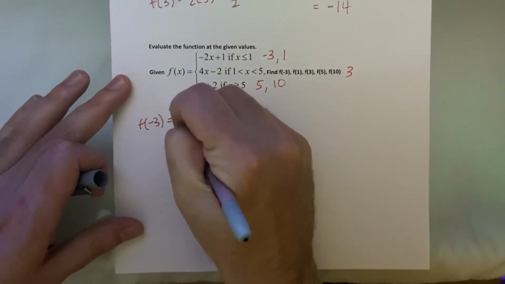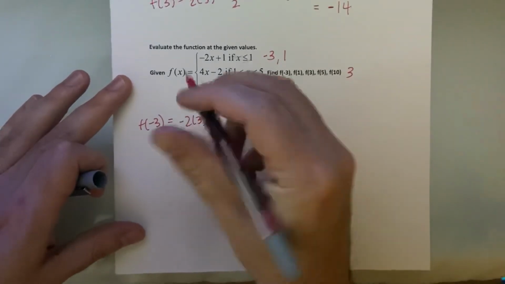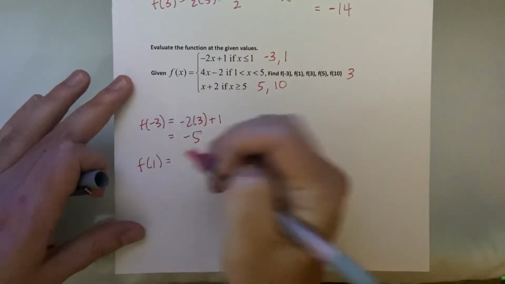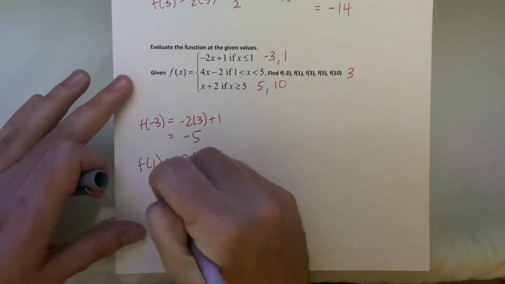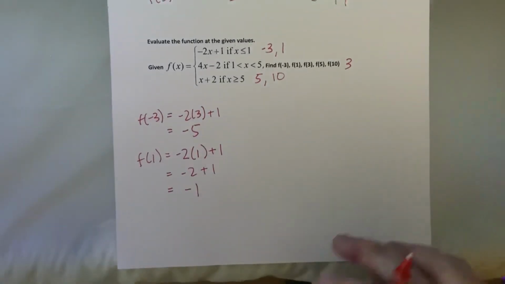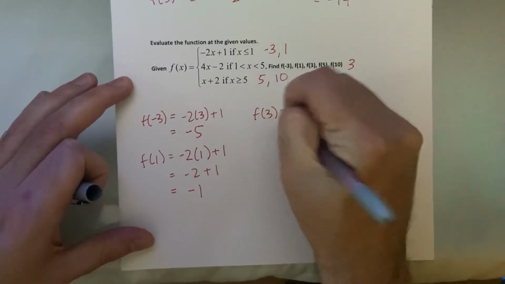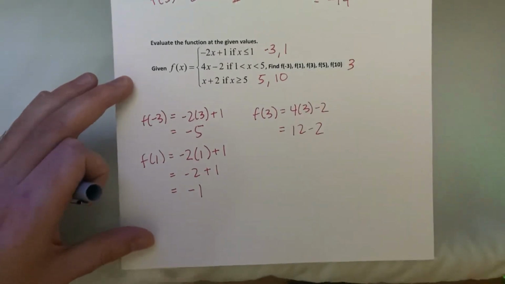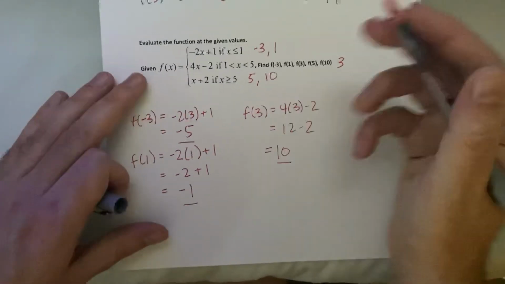F of negative 3 is negative 2 times 3 plus 1. That would be negative 6 plus 1, which is negative 5. Plugging in 1 into that first equation as well, negative 2 times 1 plus 1 is negative 2 plus 1, which is negative 1. 3 is the only one in the middle equation. So f of 3 is 4 times 3 minus 2, or 12 minus 2, which is 10. And 5 and 10 go into the last equation.